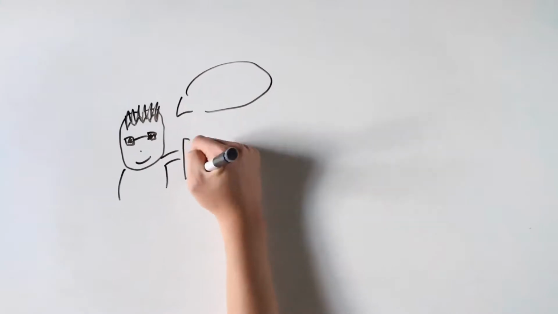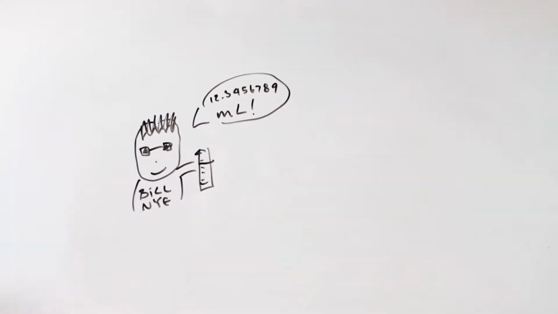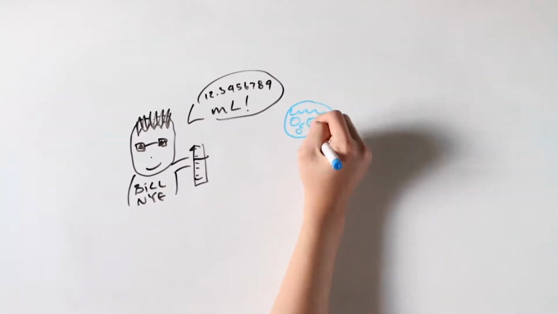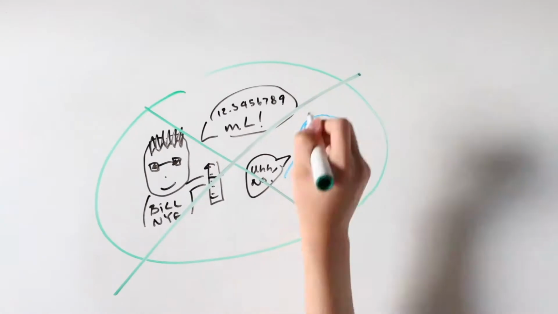To give an example, it is improbable that someone could measure out exactly 12.345678 milliliters from a 25 milliliter graduated cylinder. Thus, significant figures allow scientists to calculate data even if they are uncertain of the precise number.